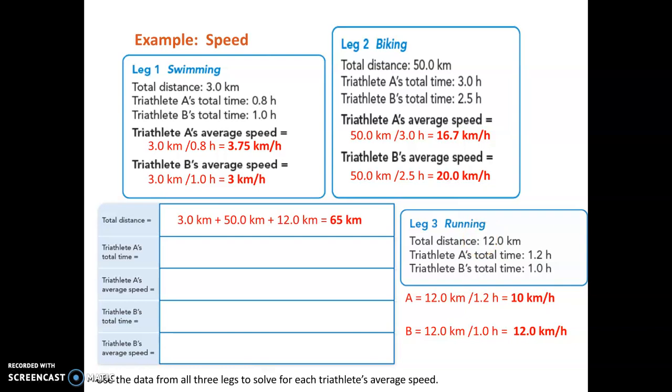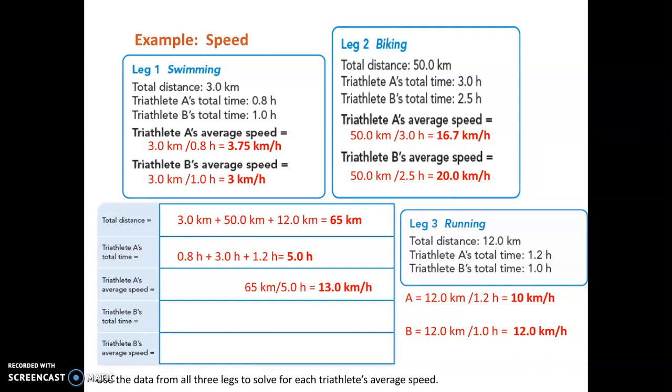And then now let's focus on triathlete A. So let's find the total time. So leg 1 took them 0.8 hours. Leg 2, I mean, was 3 hours, and then leg 3 was 1.2 hours. So their total was 5 hours they were competing. So then now we want to find the average speed. So remember, we do distance divided by time. So our average speed is 13 kilometers per hour.